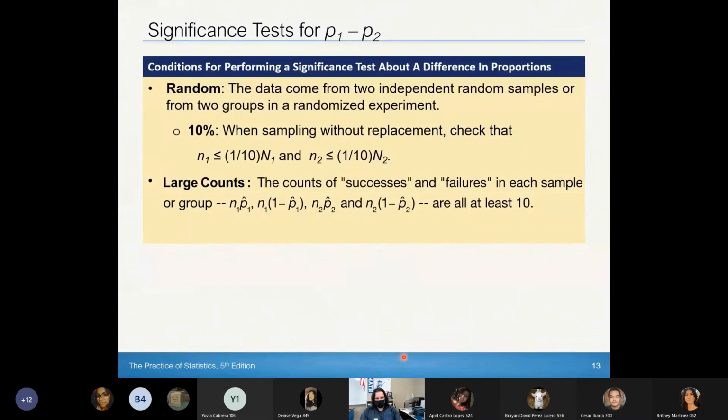And again, we have our conditions, and these are the same three conditions again that we used in chapter 8 and chapter 9, and for confidence intervals. We have random, 10%, and large counts. Again, 10% is when sampling without replacement. We'll get back to why we're highlighting that again in a moment. But once more, you must check these three conditions for both populations or both groups.